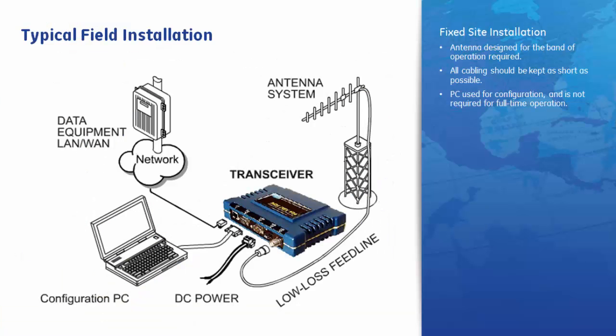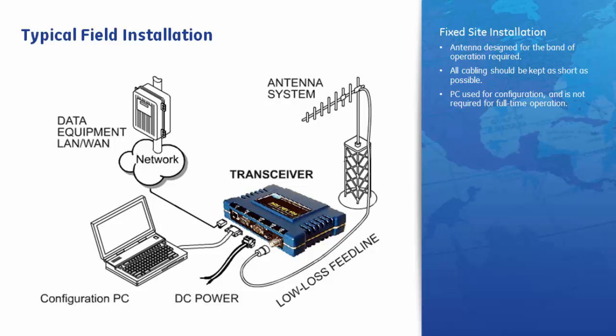Let's take a look at a typical radio site, in this case a remote one. There are 3 basic requirements for proper installation: a stable DC power source, an effective antenna system, and the proper connection between the data equipment and the radio. The effectiveness of the antenna system cannot be overemphasized. Antennas must be designed for the frequency band of operation and should be mounted in the clear, above and away from any obstructions that might limit or block signals to and from associated sites.